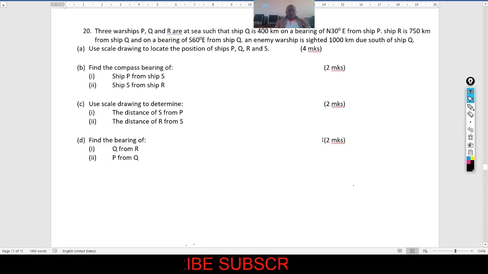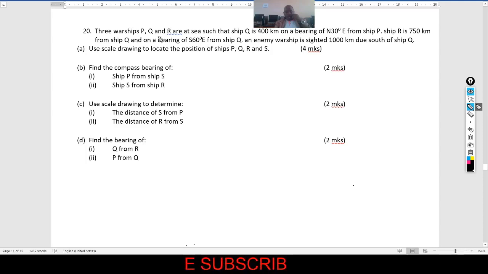scale drawing. Three warships, P, Q, R, are at sea. Ship Q is 400 kilometers on a bearing of north 30 degrees east from ship P. You have to know how to sketch north 30 degrees from ship P. I'll give you a sketch, then you'll draw on your own the accurate figure. Ship R is 760 kilometers from ship Q, on a bearing of south 60 degrees east from ship Q.